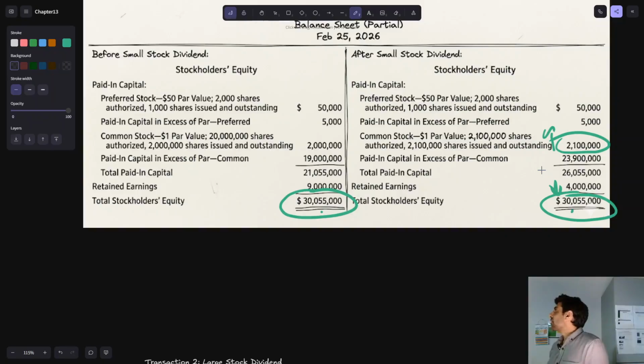Yeah, I mean, as you can see, the number is actually irrelevant. They'll choose something. There's some way they'll do it, but it actually doesn't matter because it's just moving balances around. So it will still not really change the overall total stockholder equity.